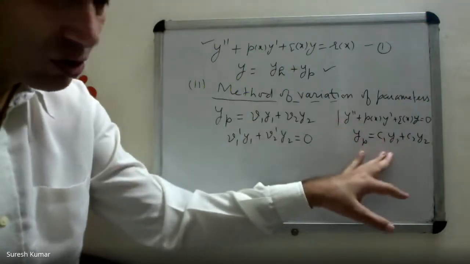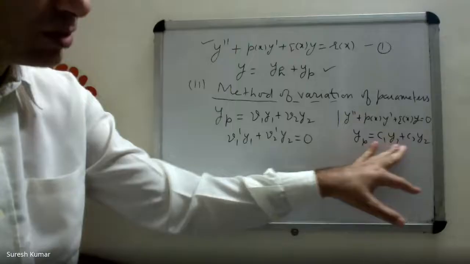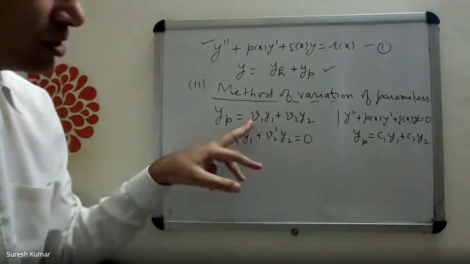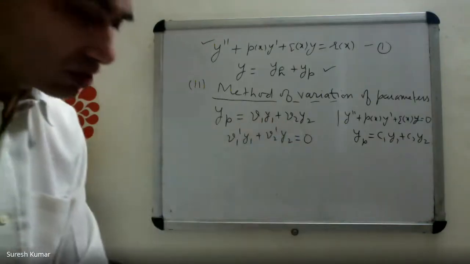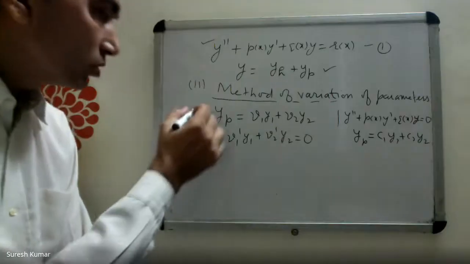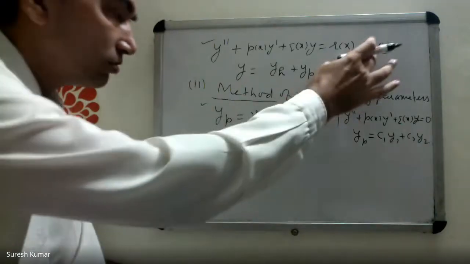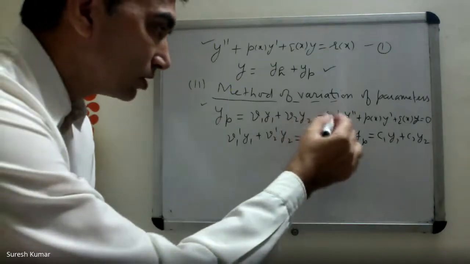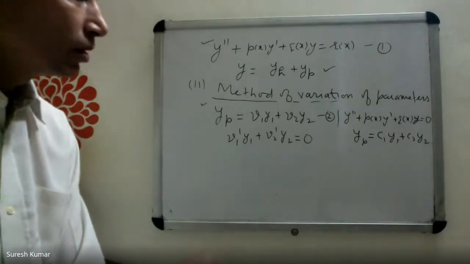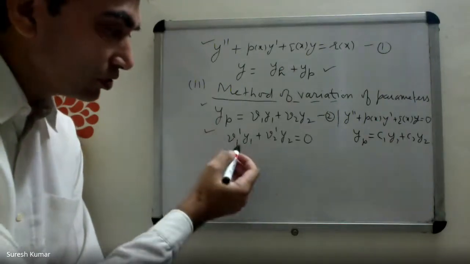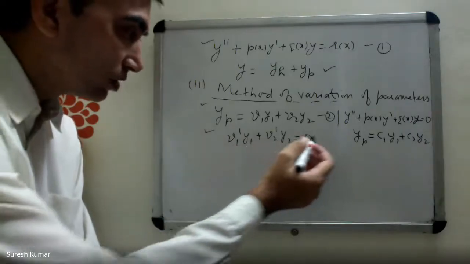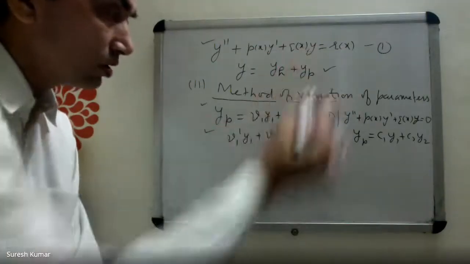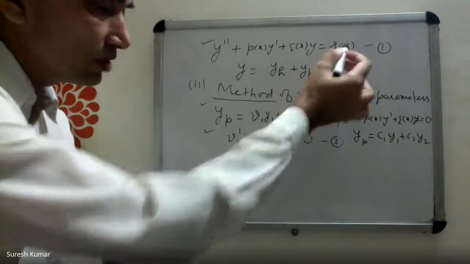First, solve the corresponding homogeneous equation. Say the solution is C1 y1 plus C2 y2. Vary these constants C1 and C2. Vary means make these functions of x. Now v1, v2 are functions of x. Suppose this is your particular solution of differential equation 1. Equation 2 is a particular solution of 1. You are further imposing the condition that v1' y1 plus v2' y2 is 0. This is equation 3. Now we are saying that it is a solution of 1, so 2 must satisfy 1.